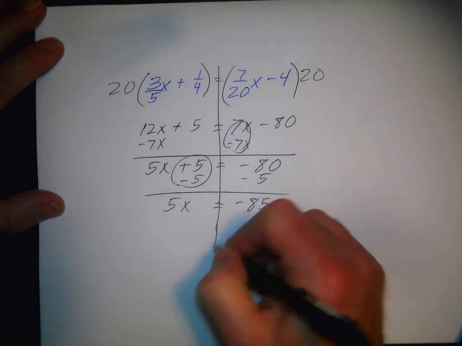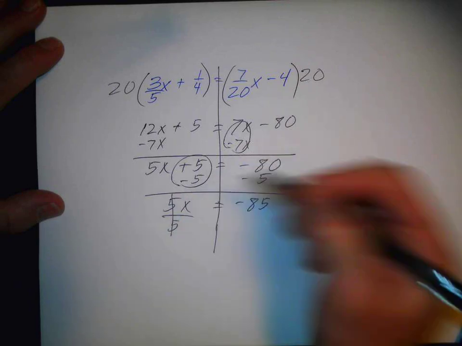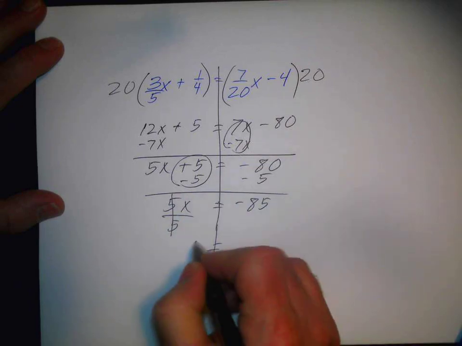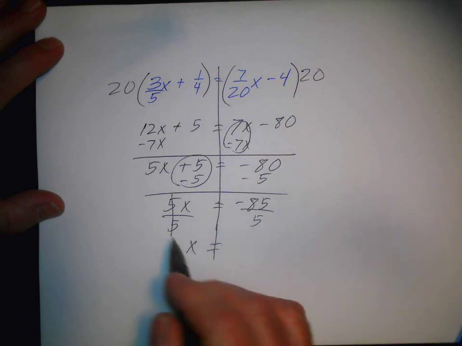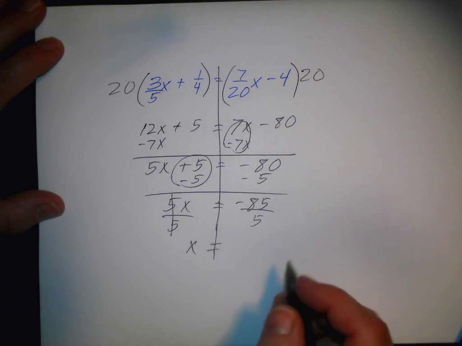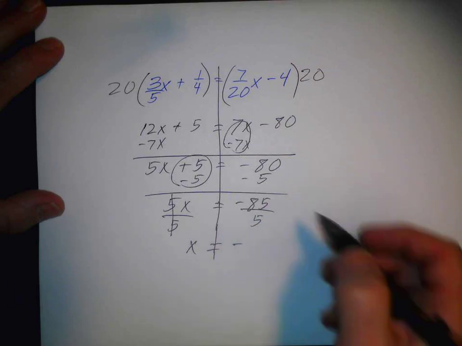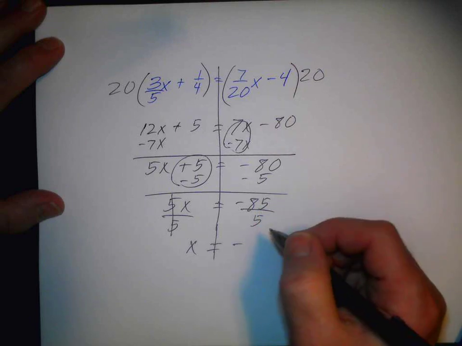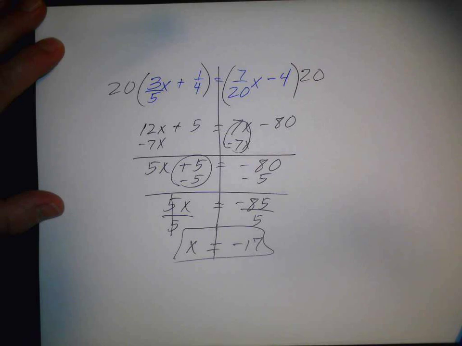Then, I need my 1, so I'm going to divide this side by 5, make a 1. I'm just going to leave x on this side. This side also needs to be divided. Whatever I do to the left, I have to do to the right. It's negative, because negative divided by positive is always negative, and 85 divided by 5 is 17. And there's my answer. Okay?